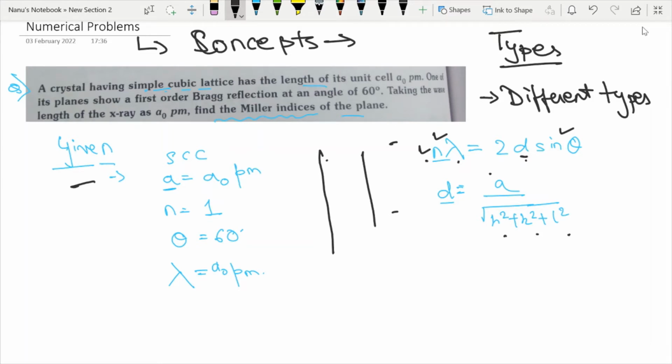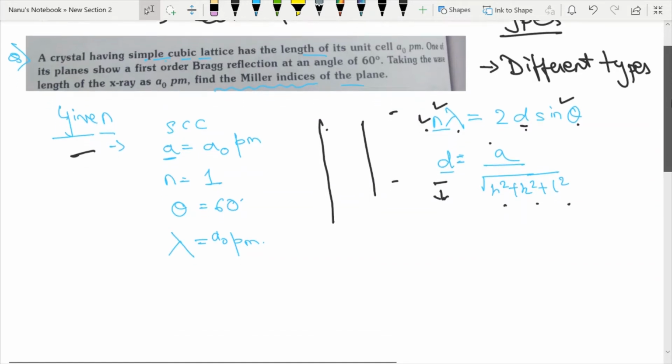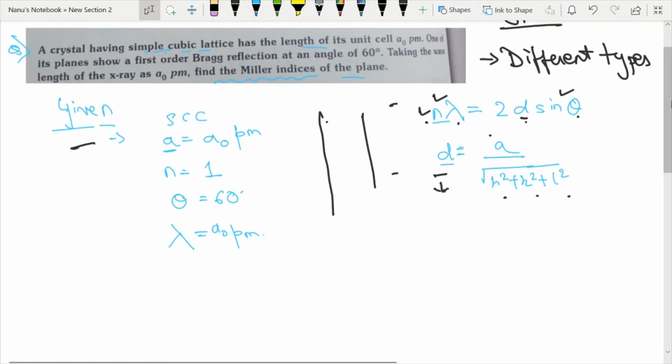N is given, lambda is given, sine theta is given, 2 is a constant, d is not given. In the formula of d, if we find d, we can put this value of d over here, and in this we know A, which is A0, and H, K and L we will find. So we have only one unknown variable, H, K and L, and let's see how to do that. Okay, but that's the good thing, you write everything that's given, write the relevant formulas beside it, and most of your problems will be solved.